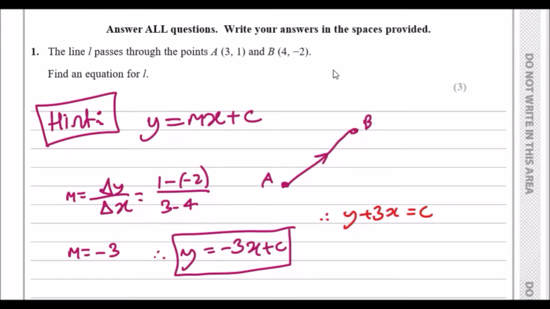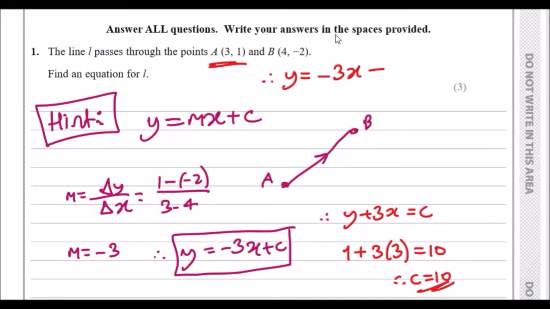So I'm going to go ahead and pick A because it's easier. When x is 3 and y is 1, we're going to have 1 plus 3 times 3. And this is going to give us 1 plus 9, which is 10. So therefore, c equals 10. And that's it. So the equation for L is y equals minus 3x plus 10. Voila. This is one way to do it. And of course, there are always various other ways. But let's go.